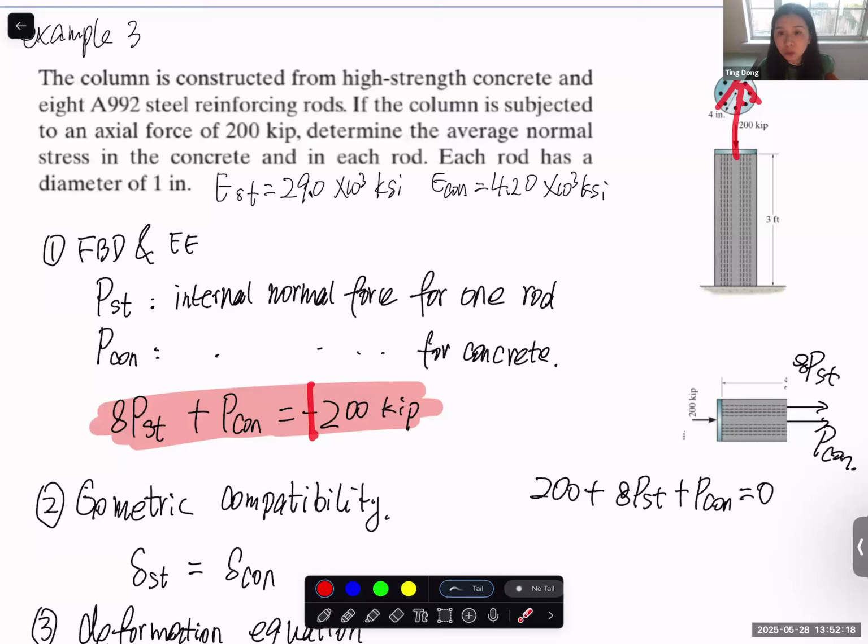Or let's say you don't know if it's really in tension or compression, you can do it this way. So now for this one, you write the equation, everything in x equal to 0, and you solve these two equal to negative 200. You don't need to figure out if it's in tension or compression.